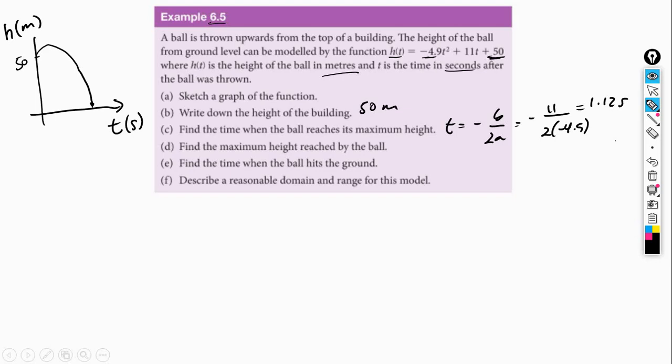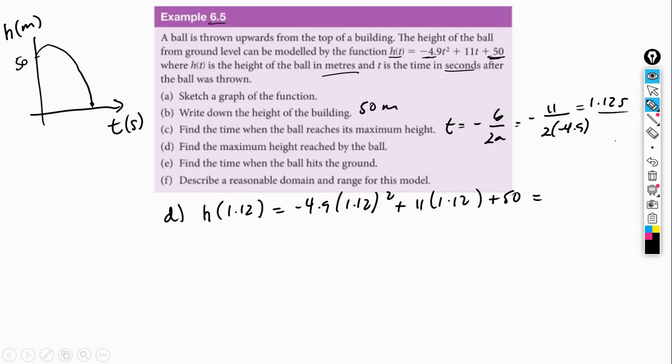For D, find the maximum height. The maximum height is going to be at time 1.12 seconds, so we plug that time into the function. We need to find h of 1.12. That's going to be minus 4.9 times 1.12 squared plus 11 times 1.12 plus 50. Plug this into the calculator, and you're going to get approximately 56.2 meters, rounded to 3 significant figures.